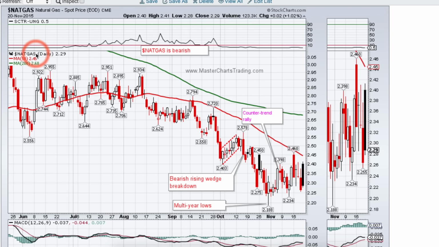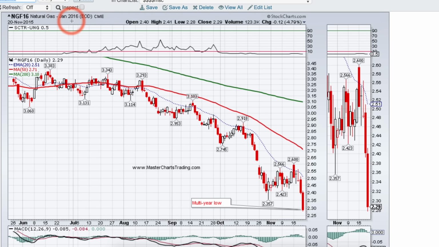But now this chart is a little bit strange because it looks like it didn't update at the end of the Friday trading session, because I'm going to show you next the actual contract for natural gas. So let me go there. This is the natural gas January contract. You can see that this contract already hit multi-year lows, and it's not yet reflected in the price of spot natural gas on the previous chart. Not sure why exactly that is happening, but the fact of the matter is natural gas already hit multi-year lows.